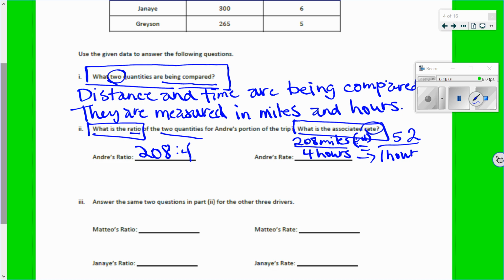All right. So here you go. So Andre drives 52 miles per hour. There we go.